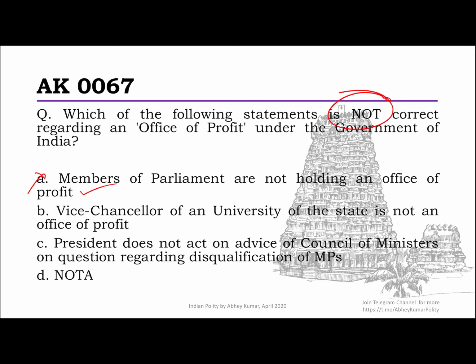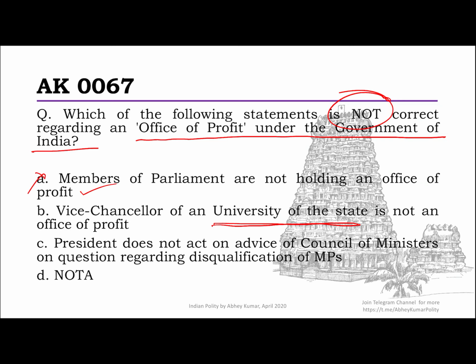Vice Chancellor of a university of the state is not an office of profit. Now see, I put this question so that you can learn a few things. However, this was straightforward because the question is asking about office of profit under the government of India, whereas Vice Chancellor is of a university of the state. It definitely is not an office of profit under the government of India. So answering this question, I did not want it to be difficult, but I'll highlight some learning here.